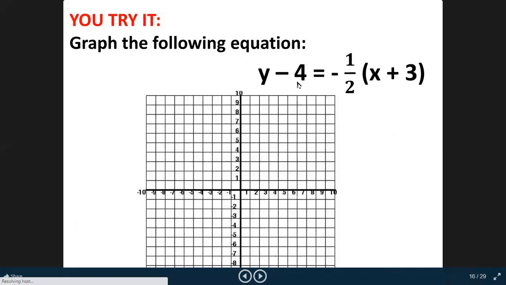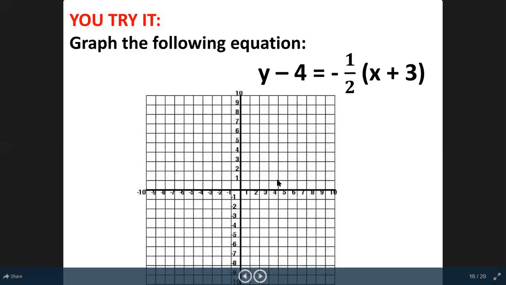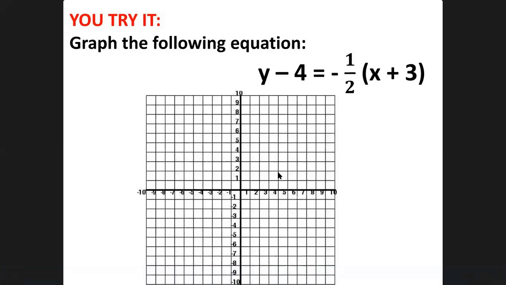Who can tell me how we can answer this question? Where is the point? The point will be what? -3 and 4. Yes, it will be -3 and 4. So we will go to -3 and 4 and stop. And what is the slope? Negative half. Half means -1 over 2.